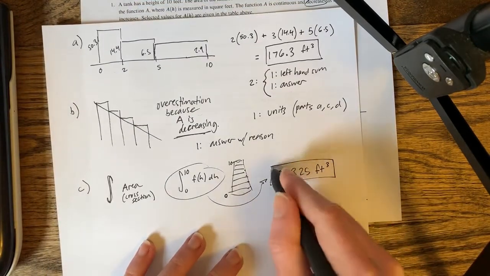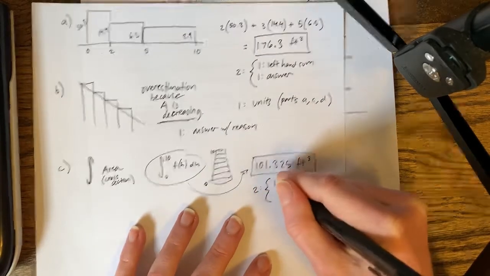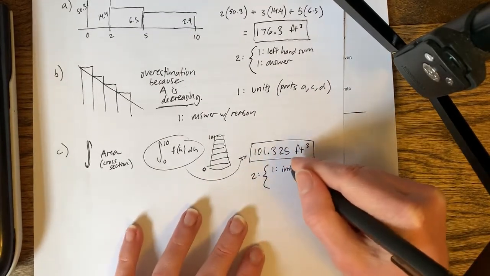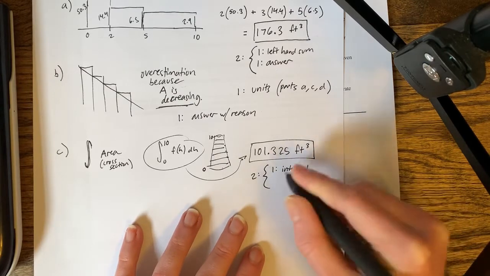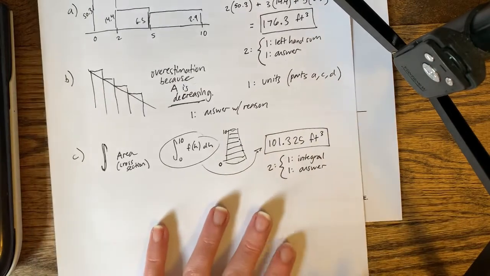Okay. Now, this was a 2-point question. You got 1 point for doing the integral, so you're set up with the integral there, and you got your 2nd point for the correct answer.